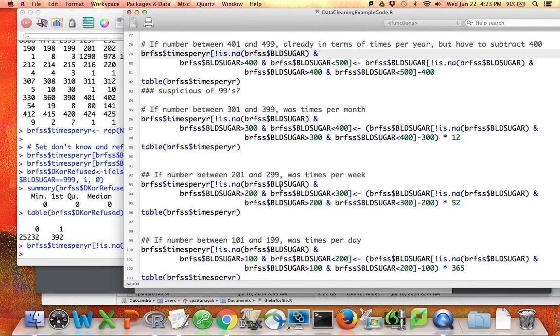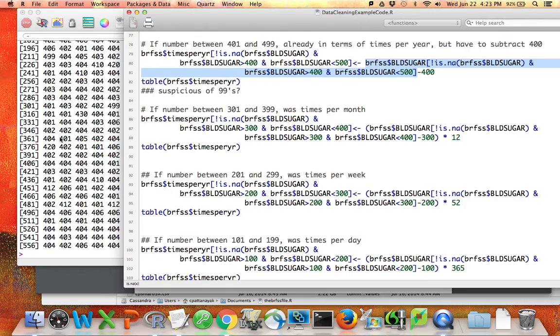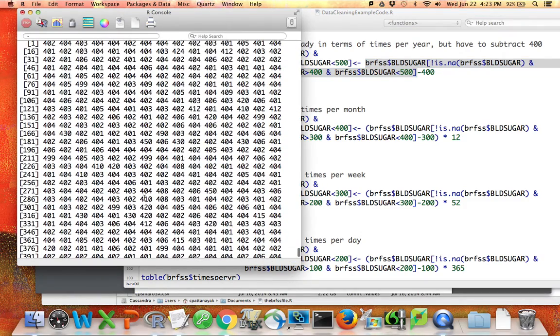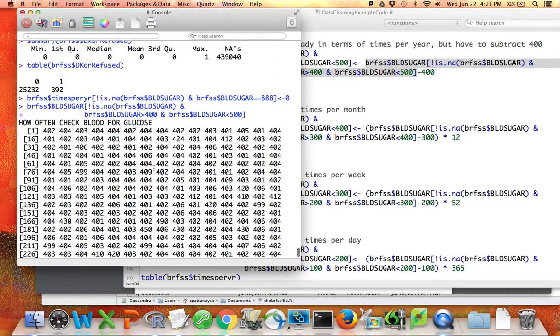So what am I going to do? I'm just going to look for a moment at this subset of code. So let's see what it says. It says, give me the blood sugar variable where the blood sugar variable is not NA, and the blood sugar variable is bigger than 400 and the blood sugar variable is less than 500. If I run that little bit of code, there's going to be 562 values here. Here are all the responses that fell in that range and that weren't NA.